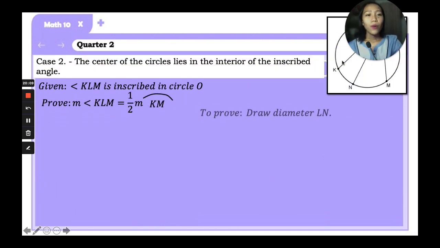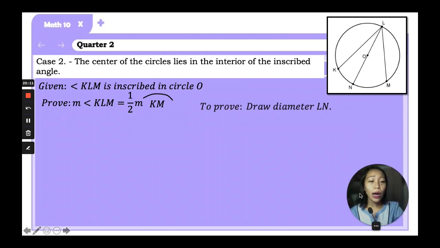Okay, what if we need to prove, or how do we prove the second case? Because we're not yet done to prove our whole theorem. That is for the first case only. But for the second case, we need to consider what if the center of the circle lies on the interior of the inscribed angle. Okay, referring to our new figure, our angle KLM is inscribed in circle O, we need to prove that the measure of our angle KLM is half the measure of our arc KN.